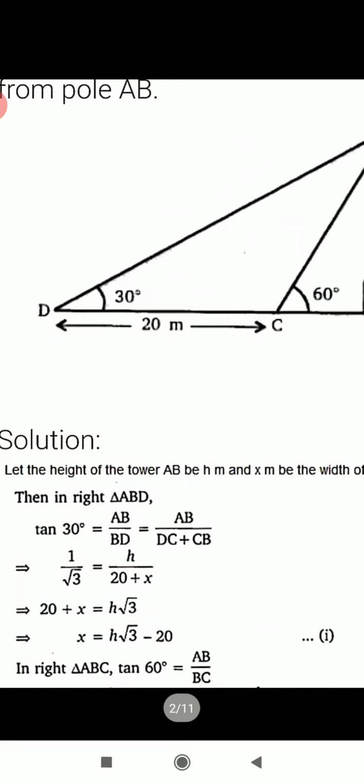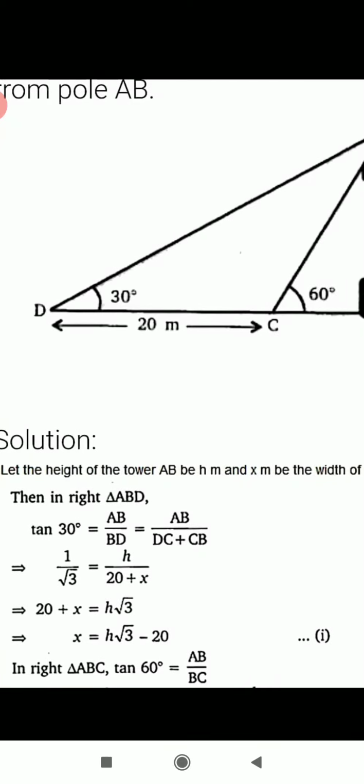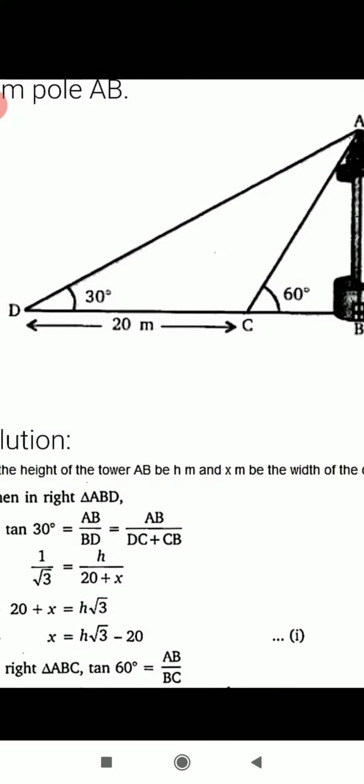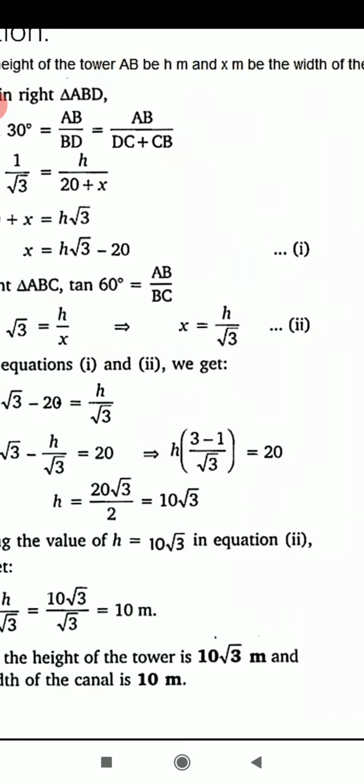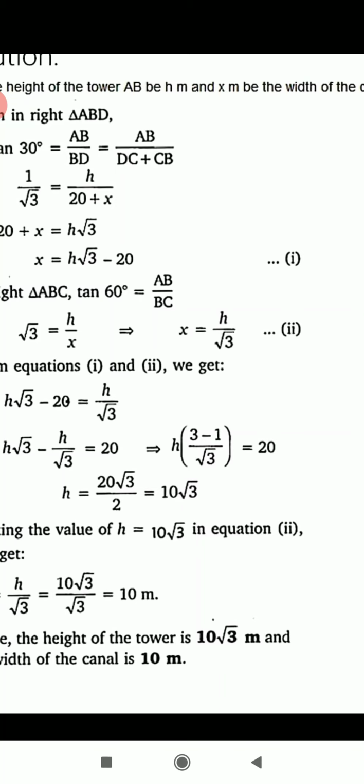The value of tan 30 you know is 1 by root 3. AB is H, DC is 20 plus CB is X. So using these equations and cross multiplying we can find the value of X equals H root 3 minus 20. Now in the other triangle ABC, use tan 60, perpendicular upon base, AB upon BC. Tan 60 is root 3, so root 3 equals H upon X, X equals H upon root 3.